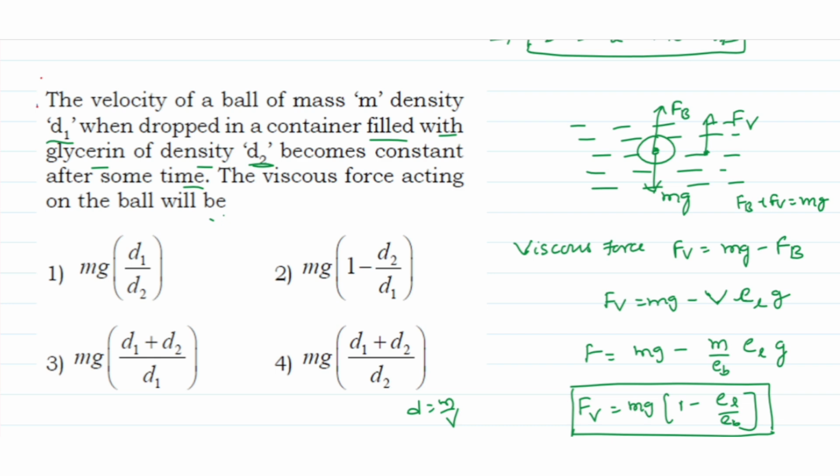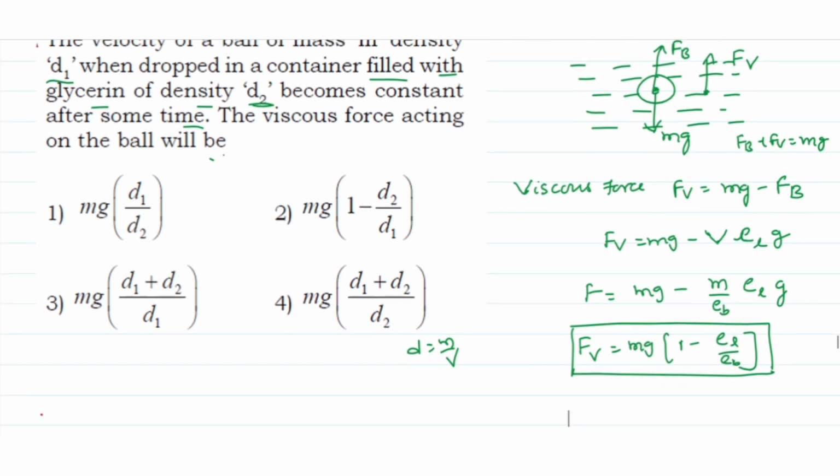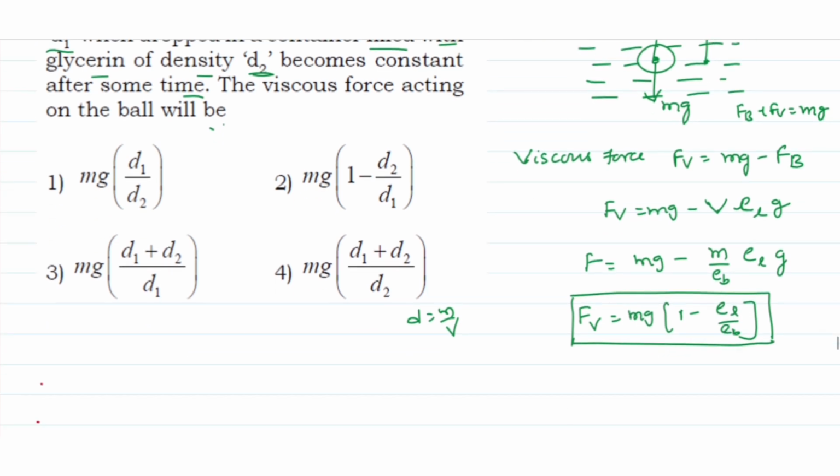So mg into 1 minus density of the liquid by density of the body. The density of the liquid, glycerin, is given as d2, and the density of the body is given as d1, so the viscous force will be mg into 1 minus d2 by d1. This is the correct answer.